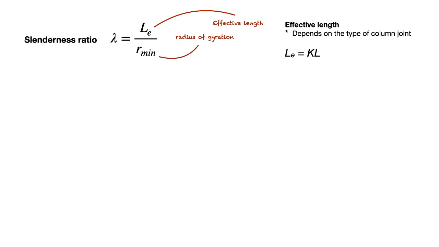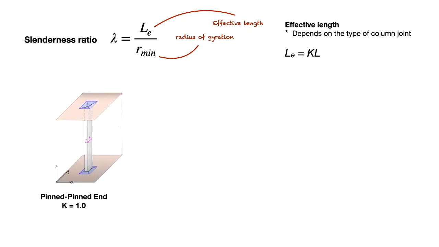The first type of joint is when both ends are pinned to a rigid structure. We call it the pin end. It sounds funny. This type of joint will likely buckle following this trajectory, an almost ideal curve. So therefore, the K value for this type of joint is 1.